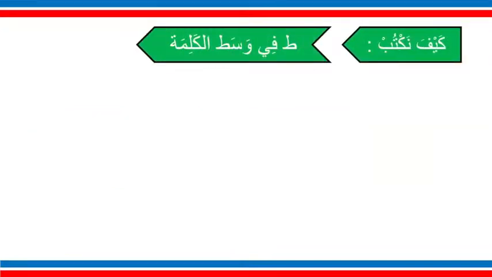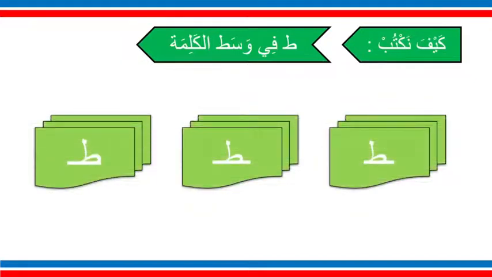Next again, كيف نكتب? How do we write? This time في وسط الكلمة, in the middle of the word. Did you answer? Okay, the correct answer is this. In the middle of the word it will be written like this because it's a normal letter. We can connect it with the previous and the next letter. The first one is in the end. The third one is in the starting.